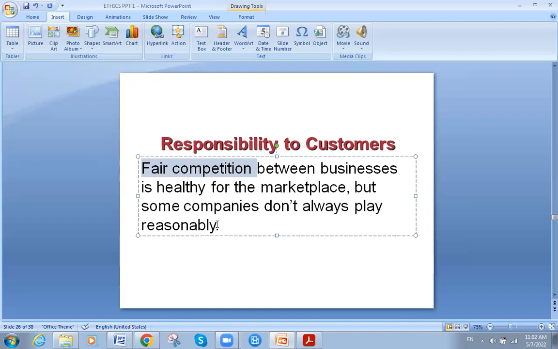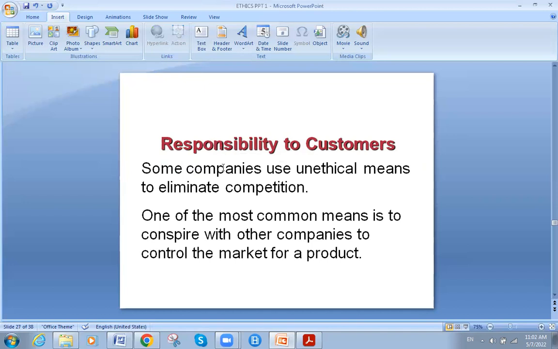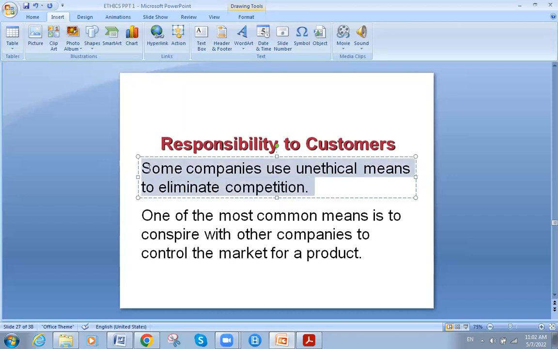Those are the main kinds of competition. So each one of these types also has a kind of responsibility to the customers itself. Some companies use unethical means to eliminate competition. Of course, for example, penetrating. Some of the companies which use penetrating markets, they consider this as unethical behavior.